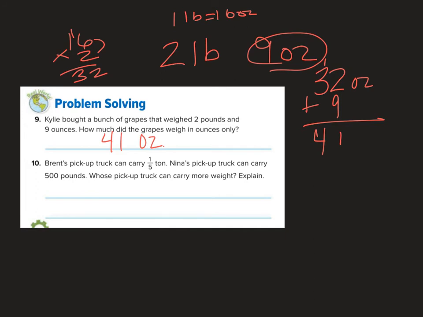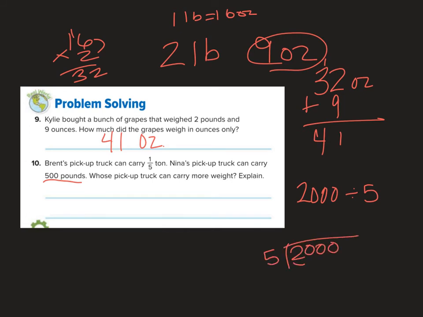Brent's pickup truck can carry 1/5 of a ton. Nina's pickup truck can carry 500 pounds. Whose pickup truck can carry more weight? So this one's in pounds, so we want to try to have our first one in pounds too. To figure that out, I'm going to do 2,000 pounds because that's worth a ton. And I need to find 1/5 of it, which is the same as dividing by 5. So 2,000 divided by 5.